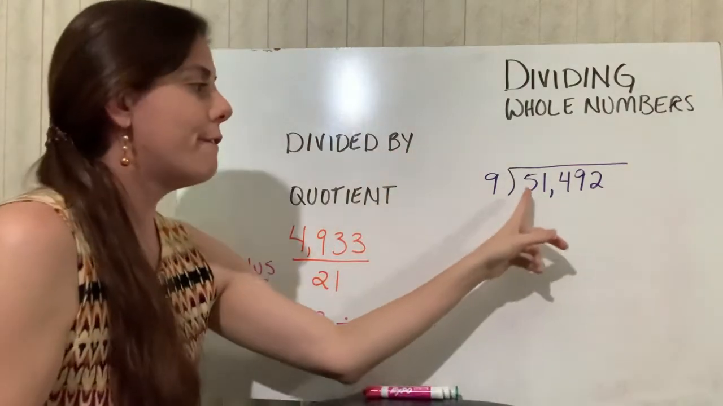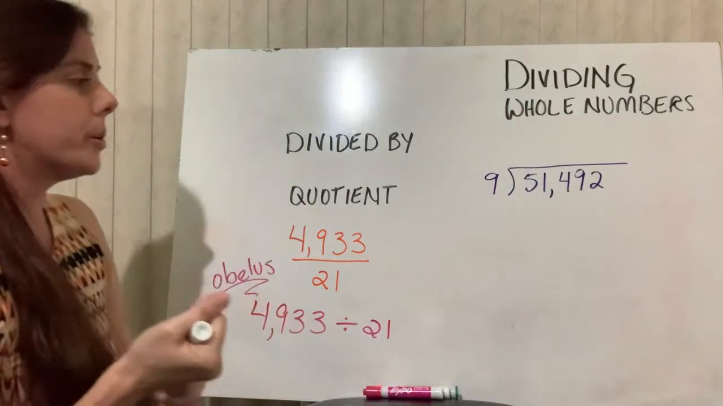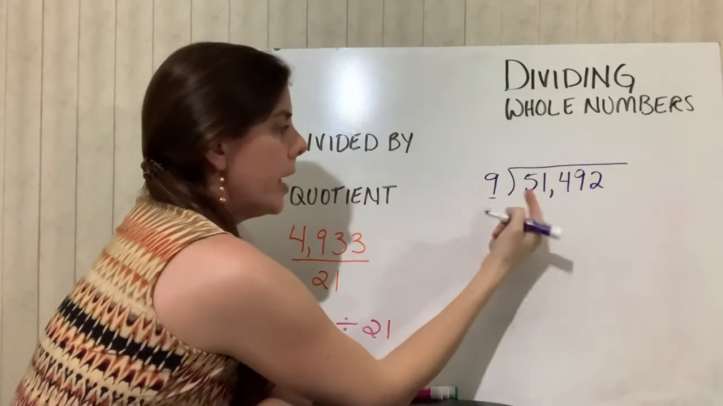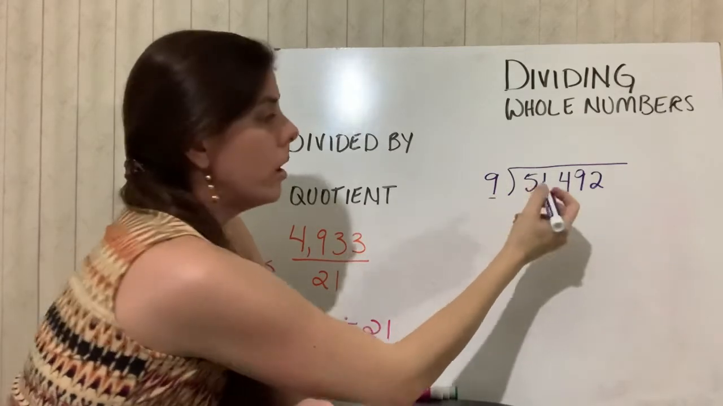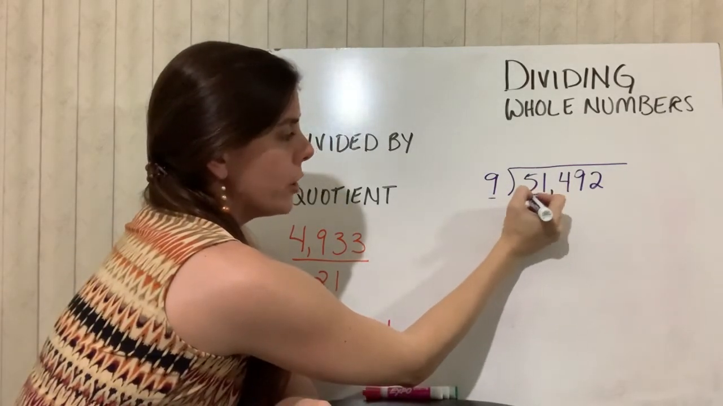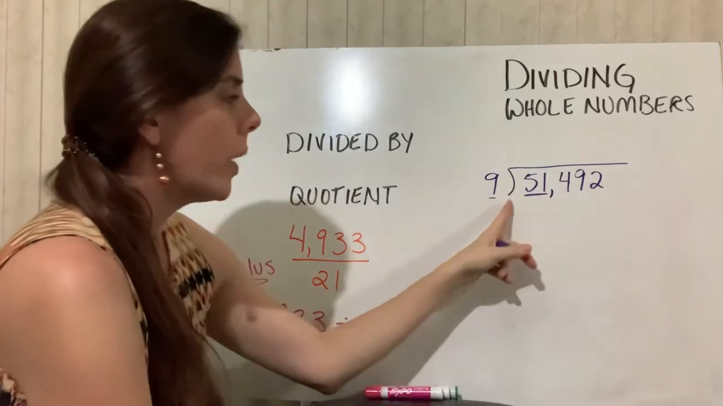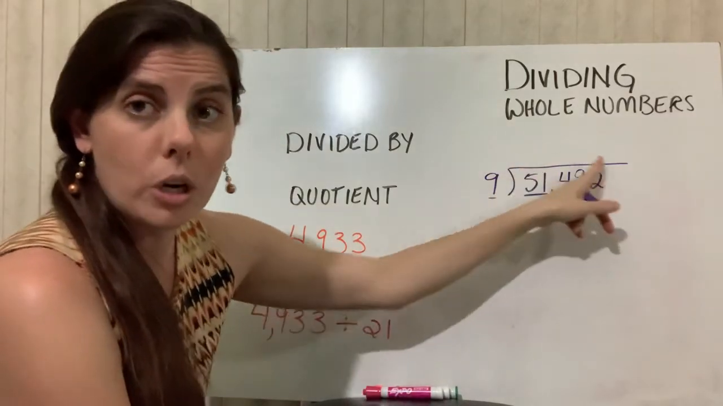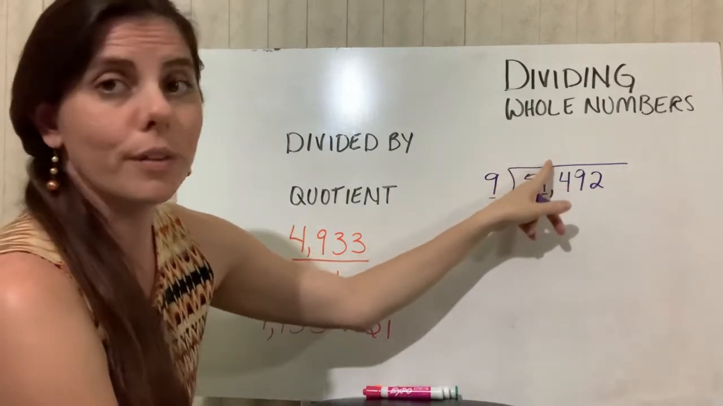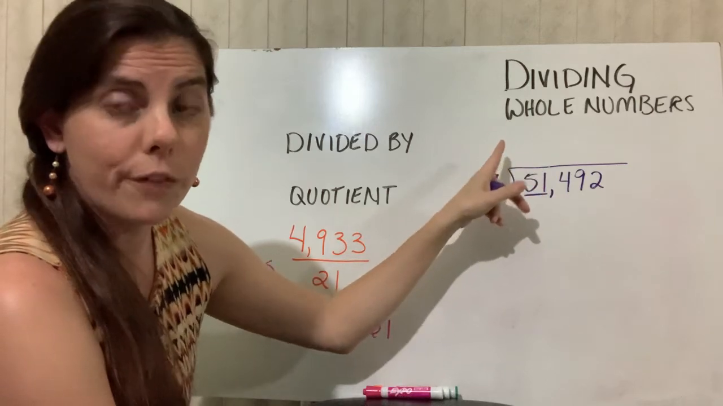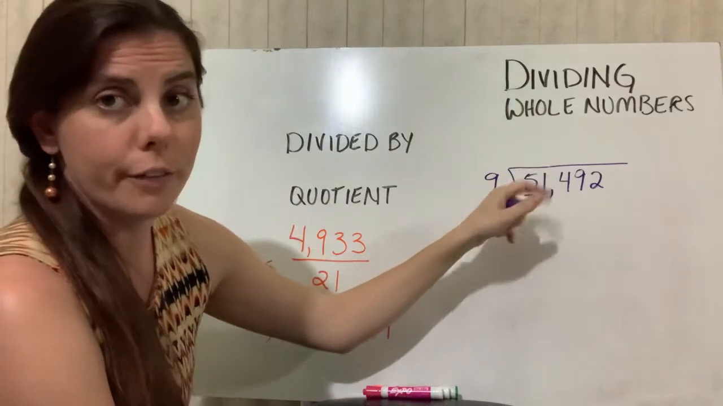So we have 51,492 divided by 9. What we're going to do is look at this number and see if it can go into the first number here. Does 9 go into 5? No. So we know that it's going to have to go into the first two numbers. The reason that's important is it gives us an indication of where we're going to start our number on top. Since we're going into the 51, we're going to put it over the last number that we go into. So when we start our quotient, we're going to start it over the 1 and not the 5.